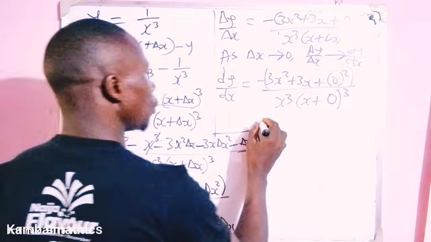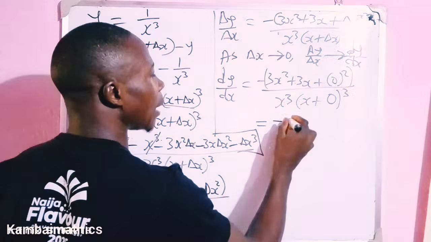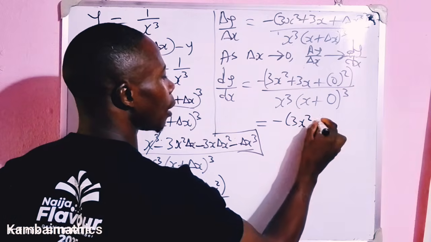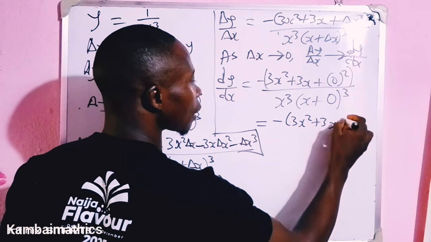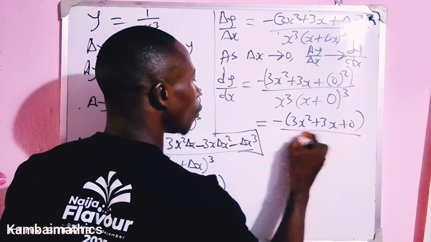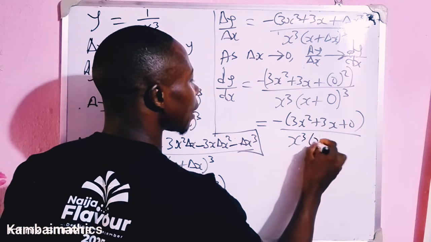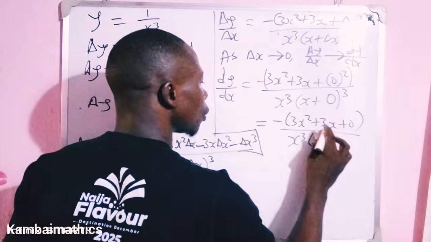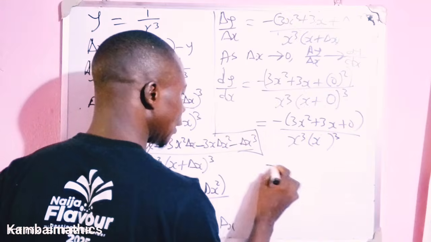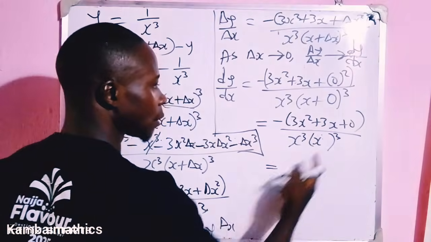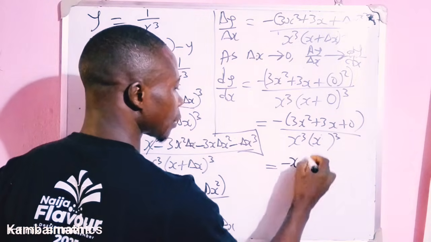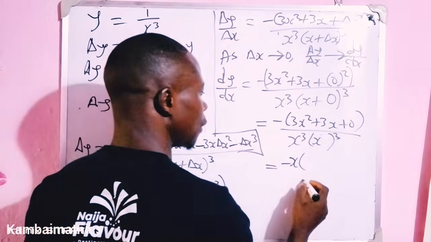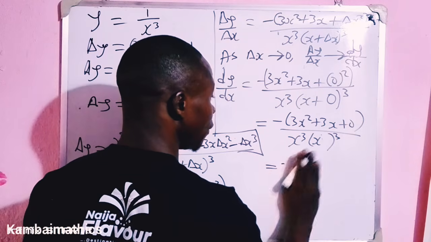So this will be the same thing as minus bracket 3x square plus 3x plus 0, close the bracket, all over x raised to the power of 3 in bracket x raised to the power of 3, x raised to the power of 3. Finally, here we will have this. Since there is x that is common here, we'll factor it, minus x in bracket. Then we have this to be what? No, okay, let me leave it this way, sorry.